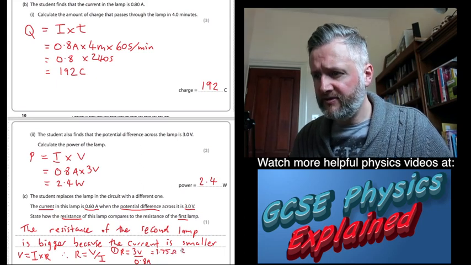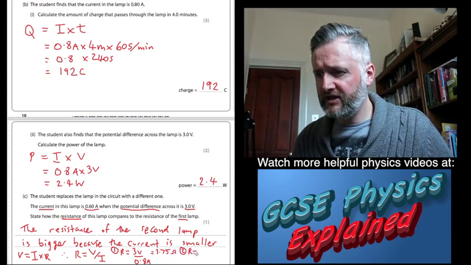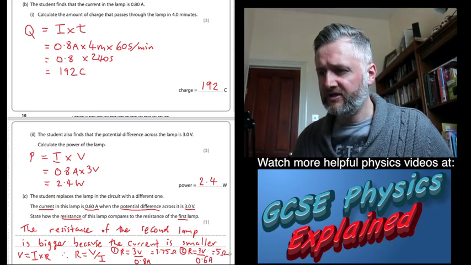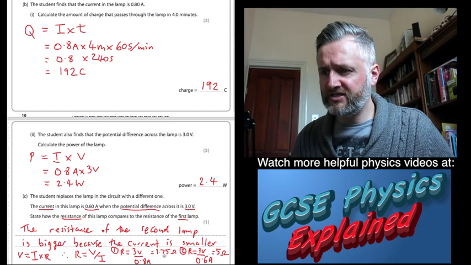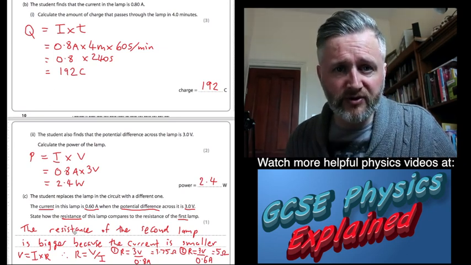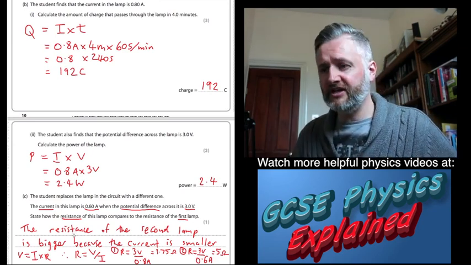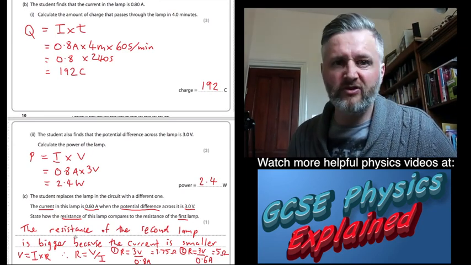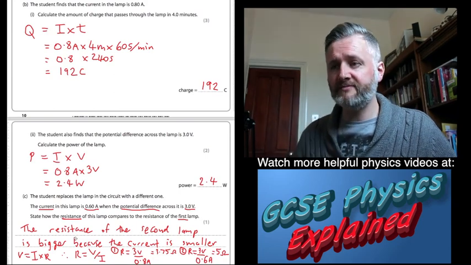And the second lamp, the resistance is, again, 3 volts. This time the current was only 0.6 amps, so that equals 5 ohms. So you can see the resistance of the second lamp is bigger than the resistance of the first lamp. But I told you that anyway without even proving it by calculation. But I'm just saying, if it was worth more than 1 mark, that's what I would be doing, okay?